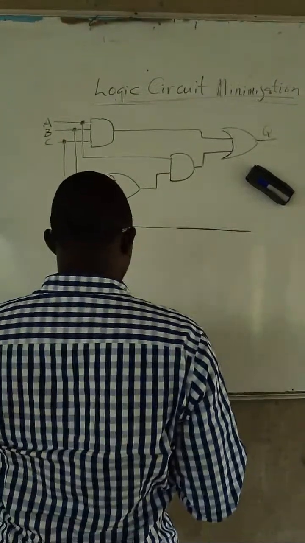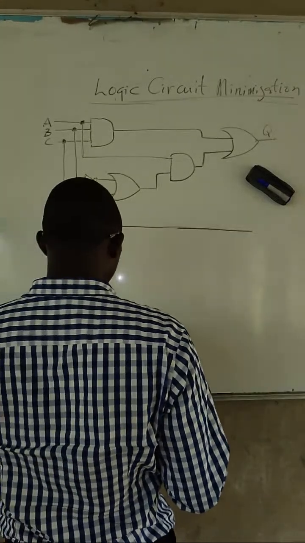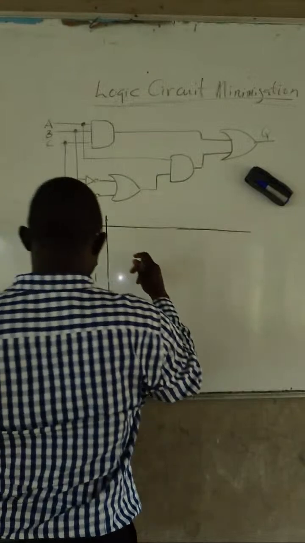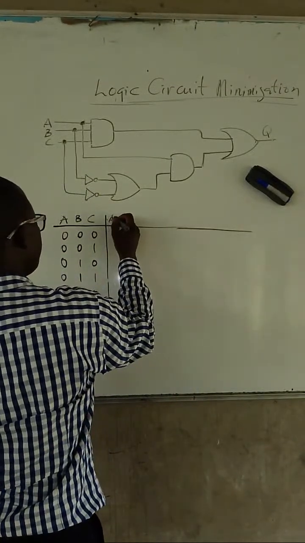Alright, the first intermediate we are going to have now is the output of this AND gate. So the output of this AND gate, we are going to have this as A, B, C.